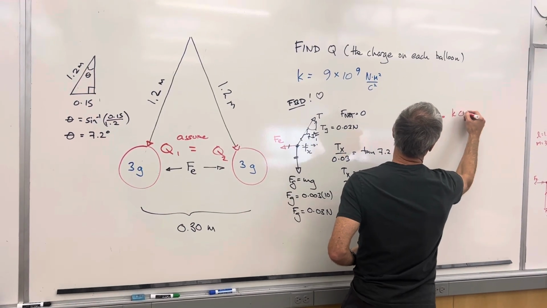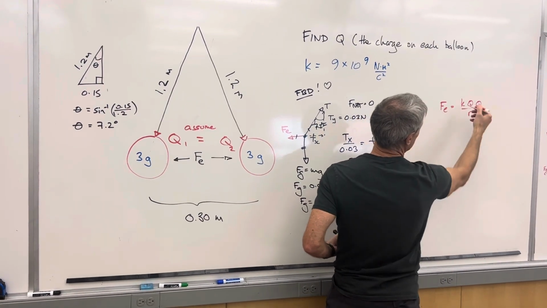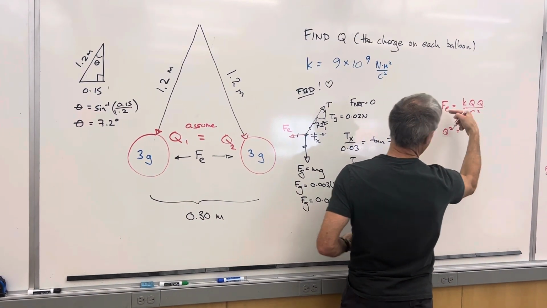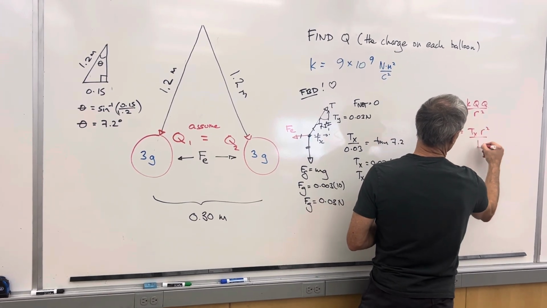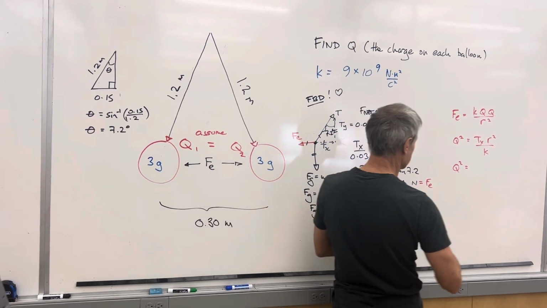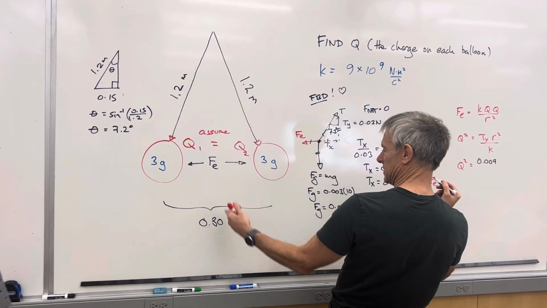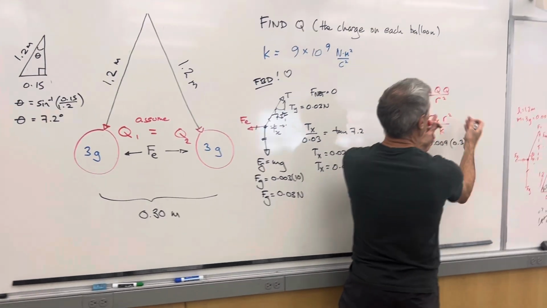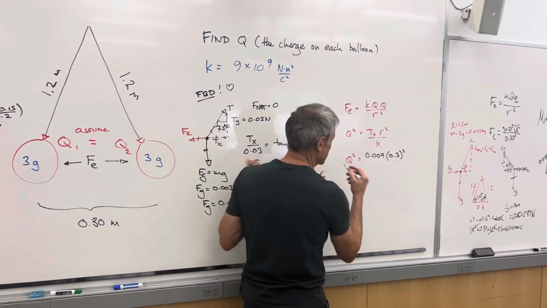Fe is kQ squared over R squared. I could have just written Q squared because they're equal. So Q squared is going to be Fe, which is Tx in this case, times R squared over k. Tx is 0.004. R is 0.3, and keep in mind this is the whole distance this time, because it's between the two Qs. It's not half the distance like on that triangle we just did.